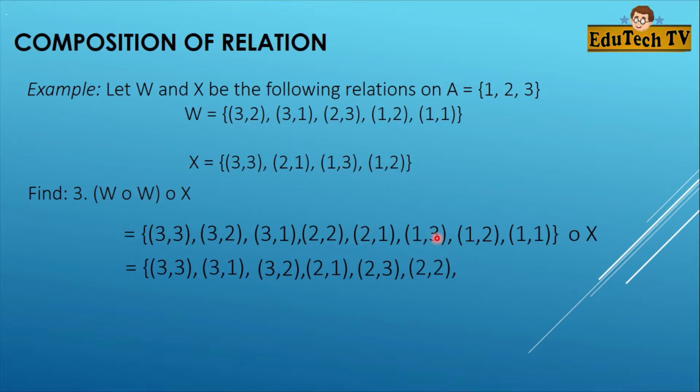Next, 1, 3 and 3, 3. So, we have 1, 3. Next, wala nang 3 na domain dito. So, proceed to 1, 2. So, ito yun, 1, 2 and 2, 1. Therefore, we have 1, 1. Next, proceed here. 1, 1 and 1, 3. So, we have 1 and then 3. Since meron tayong 1, 3 kanina dito, no need to write. So, proceed to the next, 1, 1 and 1, 2. So, we have 1 and then 2.